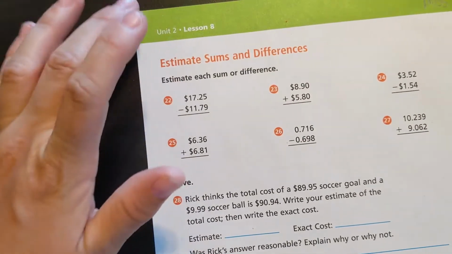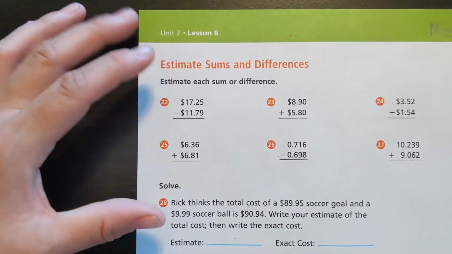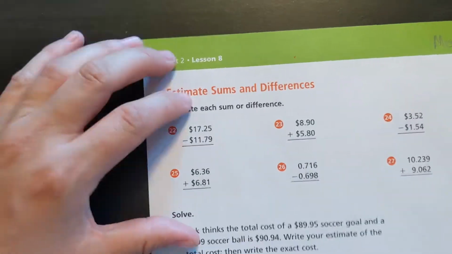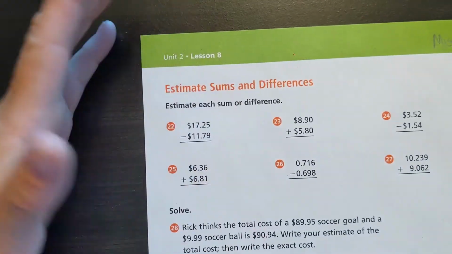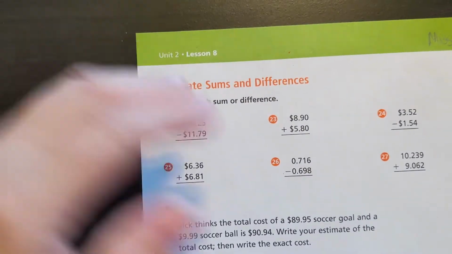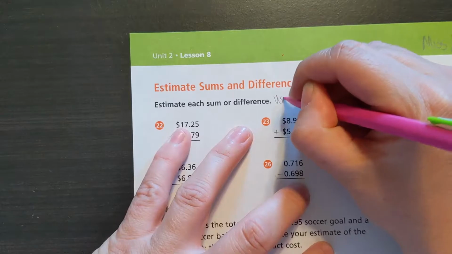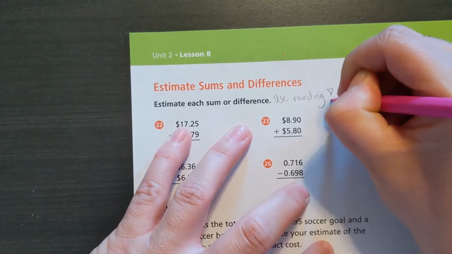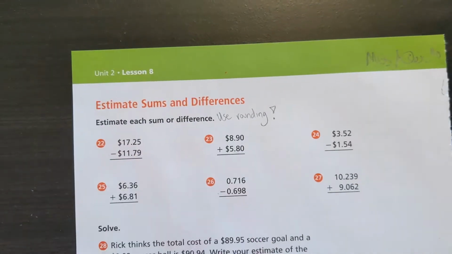Turn to page 66. Here is where I wanted to spend the majority of this time, with estimating sums and differences. You're going to get this on your assignment, and you're going to need to know that estimating means rounding. When you estimate something, you use rounding. So we're going to write that. Use rounding. Okay? You use rounding.